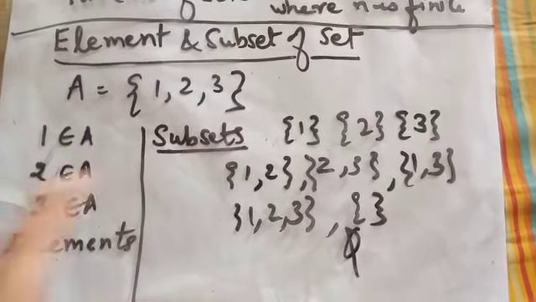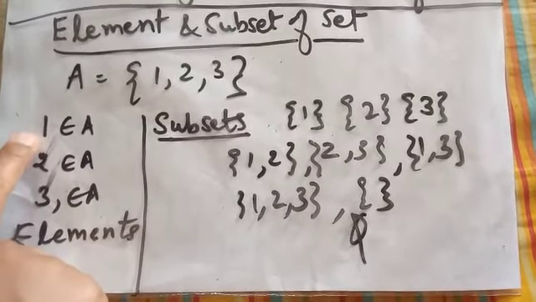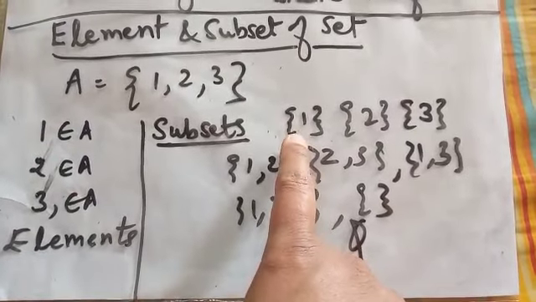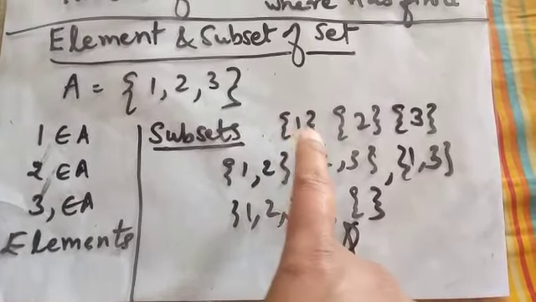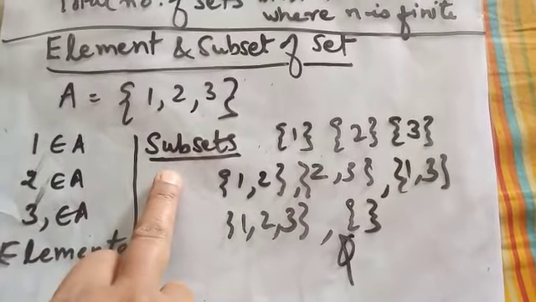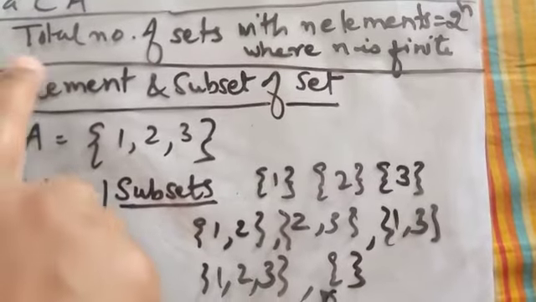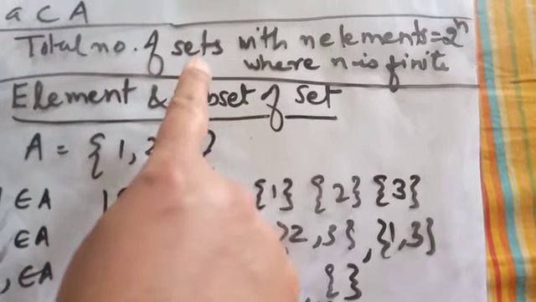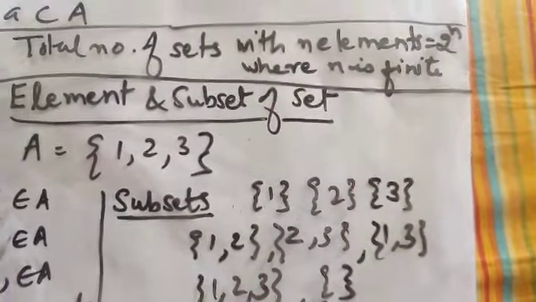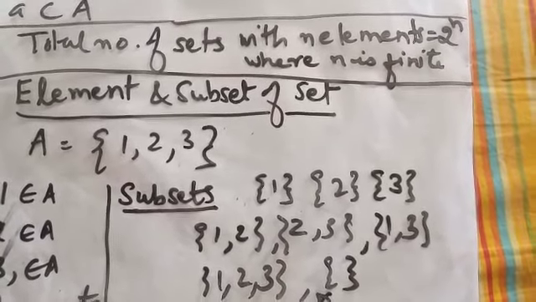Now you can see the difference between the two. Here when I am writing element I am not using the curly brackets, but when I am writing the set I am using the curly bracket. This is what you need to remember when we do the questions. Now one more thing, how to identify the total number of subsets. For the total number of subsets, we have one rule. The total number of subsets of a set with n elements is given by 2 to the power n, where n has to be a finite number.